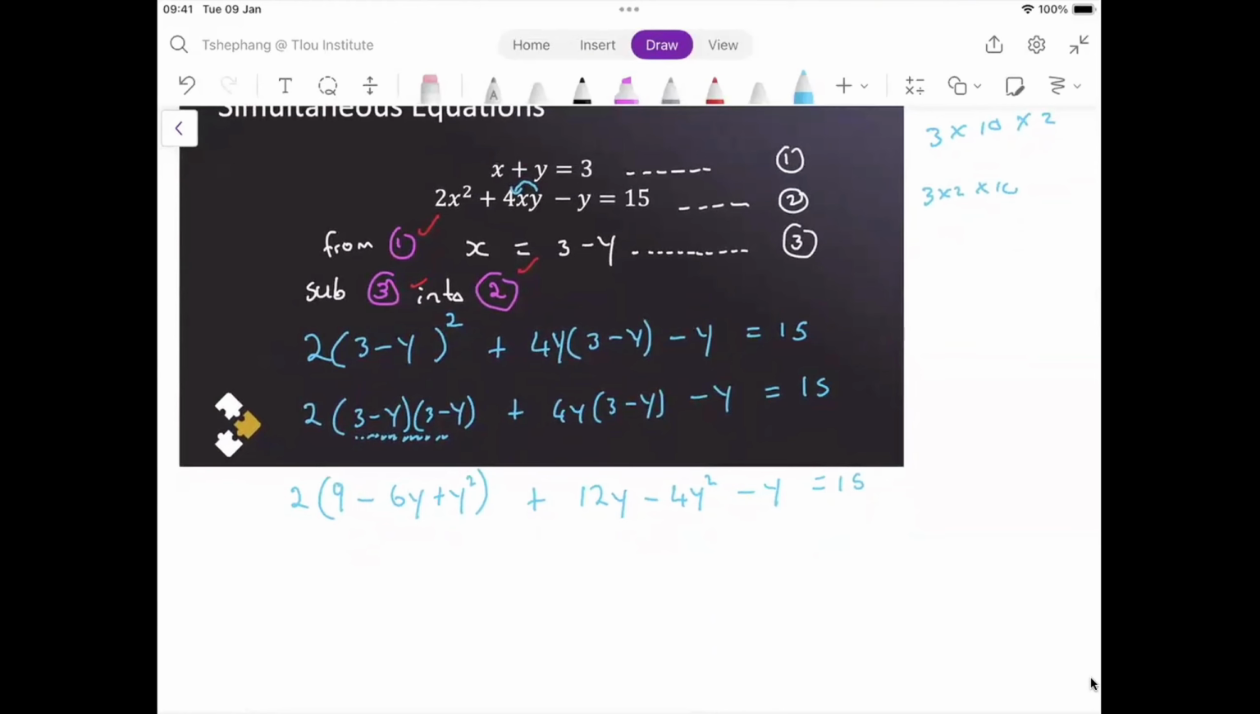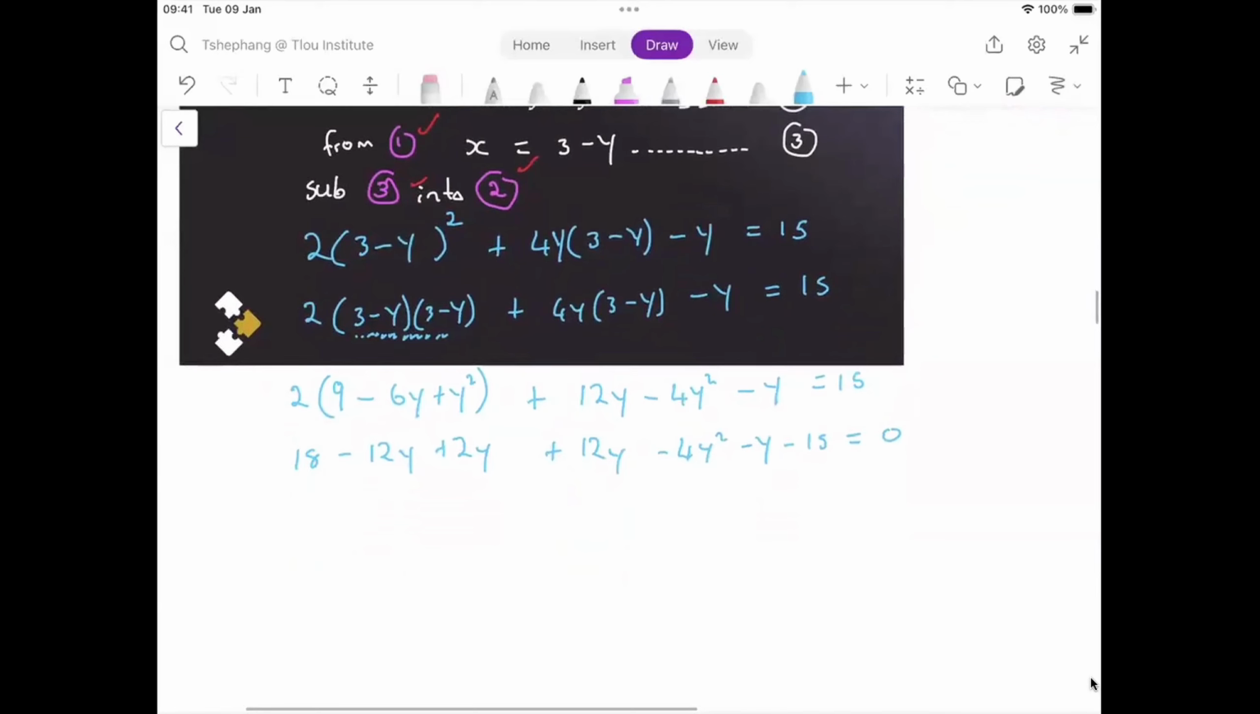Now, let's get rid of the brackets. 18 minus 12y plus 2y squared plus 12y minus 4y squared minus y minus 15 is equal to 0. Are there any like terms? Okay, I see I forgot a squared here. Just included that squared that I forgot.